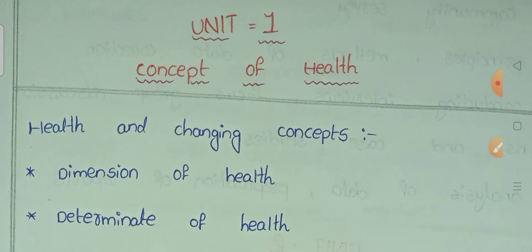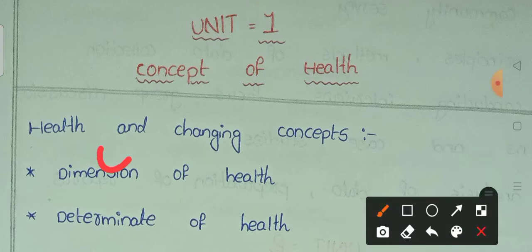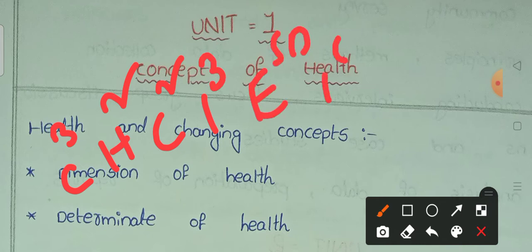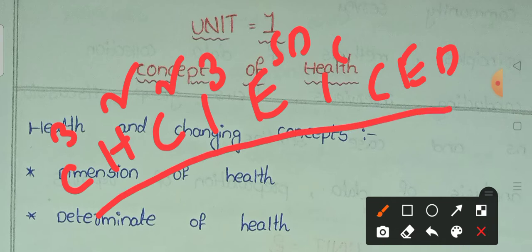So the trick is nothing but C3H2. One second, I will show you. C3, H2, C2, I3, E, SD, IC, CED. So this is what I am providing here. All of this comes under units, and these are subunits.